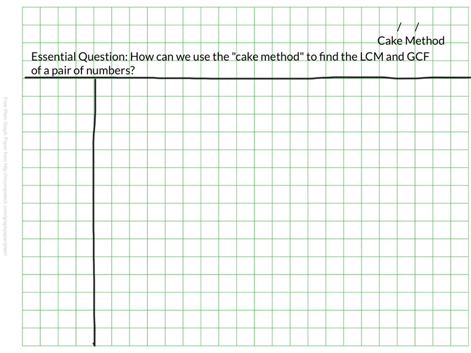We've already seen how to find the GCF and the least common multiple of a pair of numbers. But that method can be time consuming and leaves a lot of room for error. Usually, when we want to find the multiples or factors, we make a list. So for example, if I wanted to find the least common multiple of 14 and 20, I'd list out counting by 14s and counting by 20s.